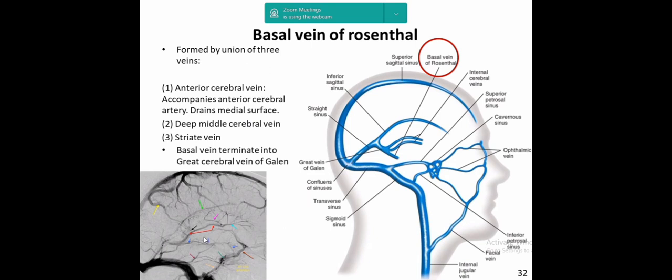So here is the angiographic picture showing the basal vein of Rosenthal. It is shown by the dark blue arrows here. It joins with the internal cerebral veins, depicted by the red arrows, and ultimately forms the vein of Galen, and then drains into the straight sinus.